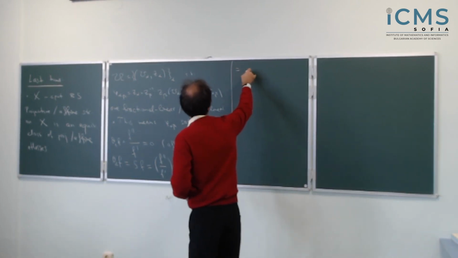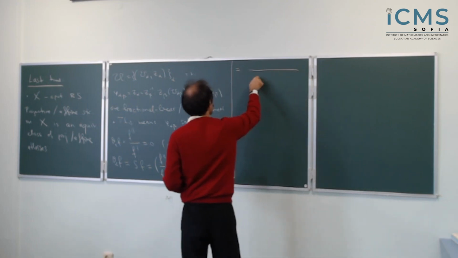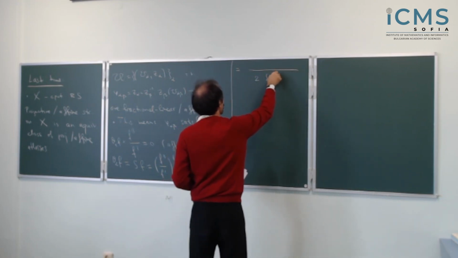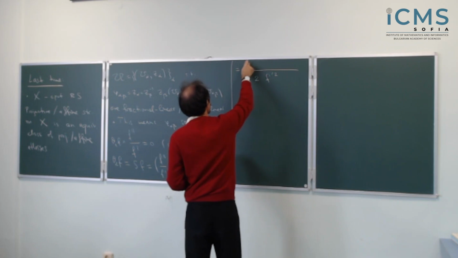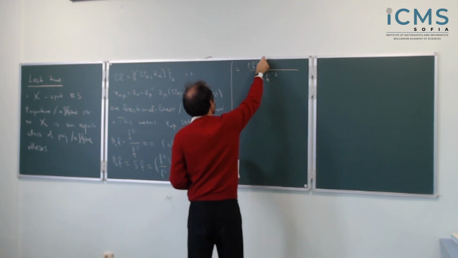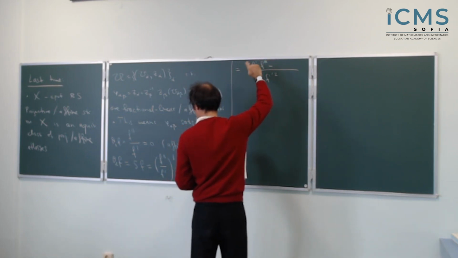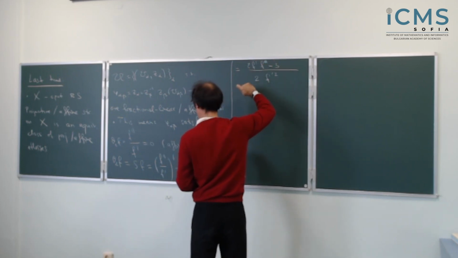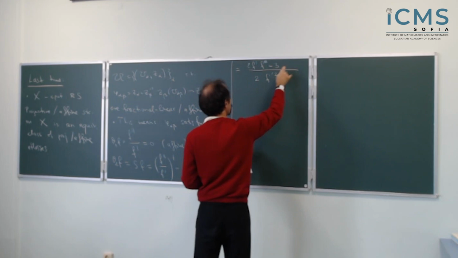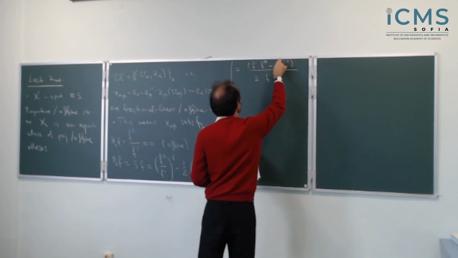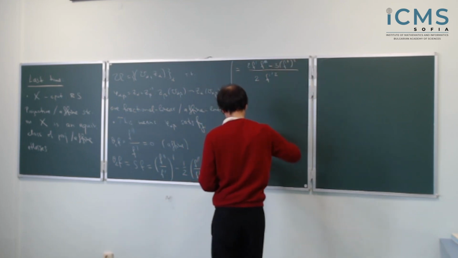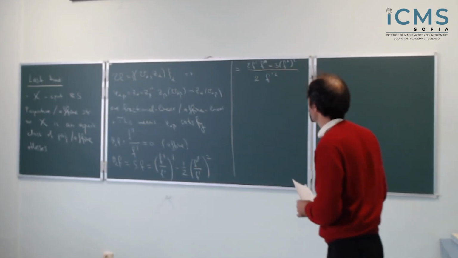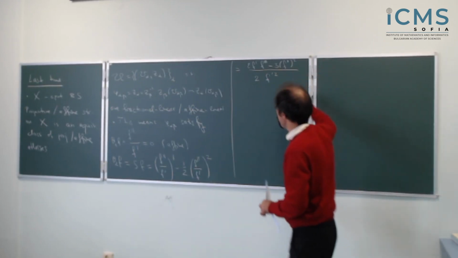Of course, you could also write this as twice f prime f triple prime minus 3 times f double prime squared, over 2 f prime squared. Right? So this should be 0.